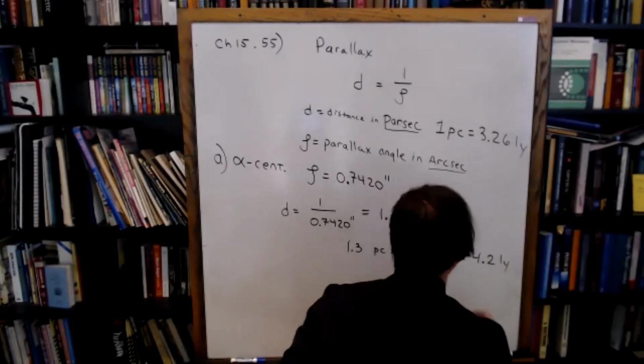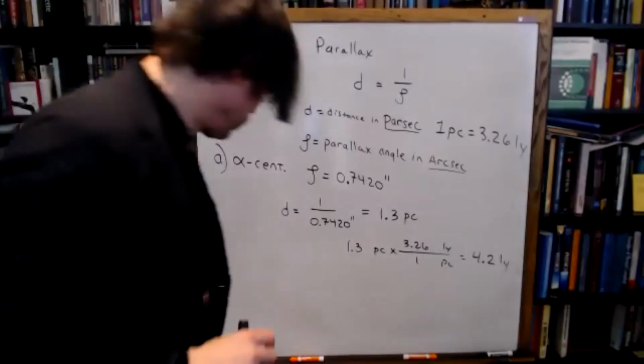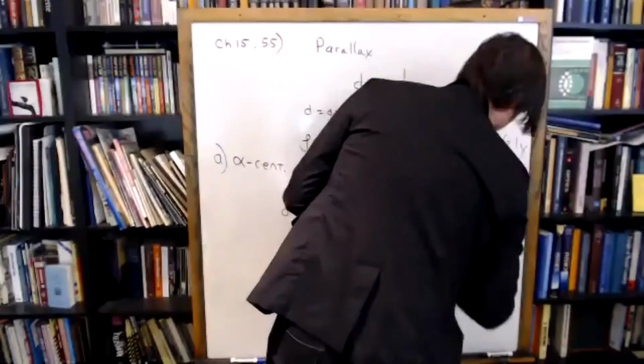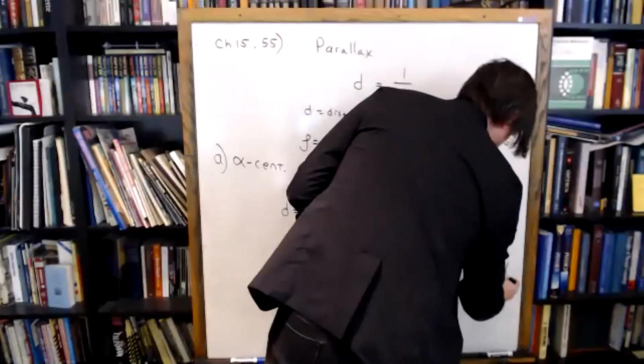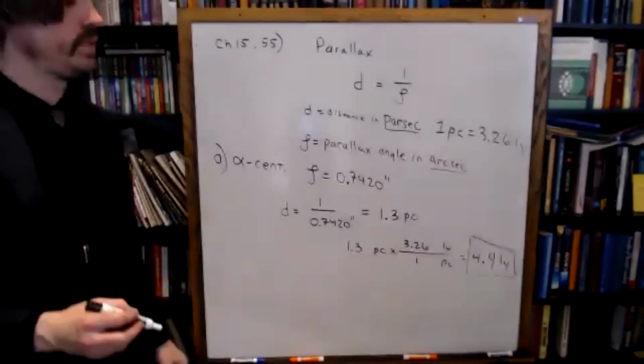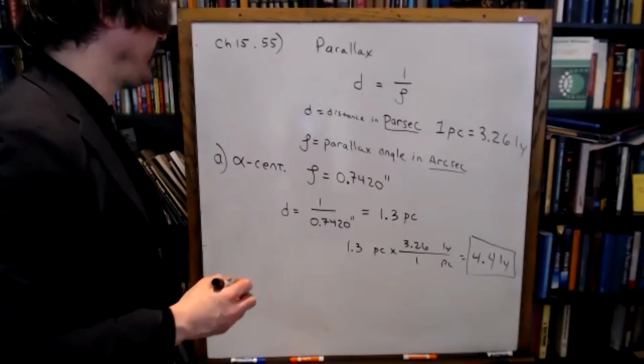I was hoping to get 4.4, but maybe it's because I shaved off the precision. Oh, no, I got 4.39, so yeah, it would be 4.4. Alpha Centauri is 4.4 light years away, right? So whoever got 4.2, something funny happened there.